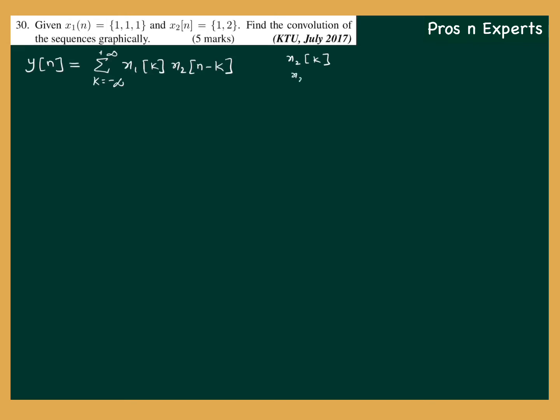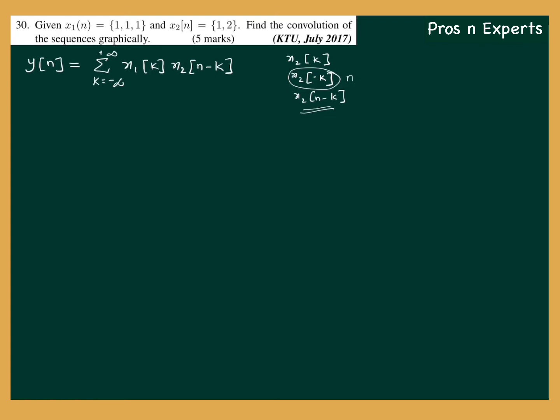Then find x2 of minus k and then x2 of n minus k. And you would be remembering how to obtain x2 of n minus k. It is just shifting x2 of minus k by n units. If n is negative, shift n units to the left, and if n is positive, shift n units to the right. That's the procedure. We have done many problems like this in the previous videos, so I will increase the pace slightly. I think you can follow it.